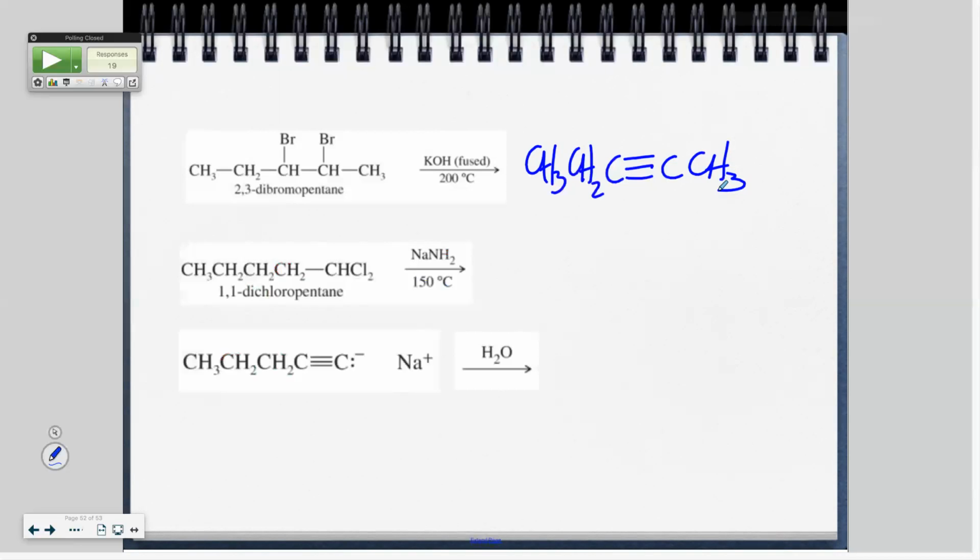All right, what do you think about this next one? NaNH2, it's a little more normal, and 150 degrees. What do you get from that one? So you would get 1, 2, 3. Make sure I have the right carbons.